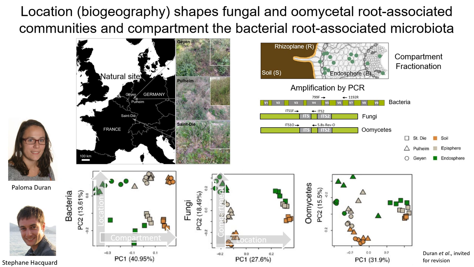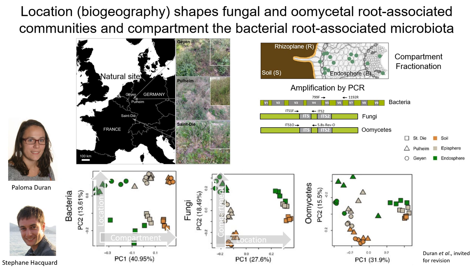Now, let's first look at the principal component analysis of the bacteria. What you can see is that compartment really explains most of the variation of these communities, and location is on the second axis. So compartment is the major driver, location is the second one. If you do that for fungi, it's exactly the opposite. So now location is the major source of variation, but compartment is a second source of variation. And for oomycetes, it looks very similar. So in other words, location or host biogeography shapes fungal and oomycetal root-associated communities, and compartment is the major driver of bacterial root-associated microbiota profiles.